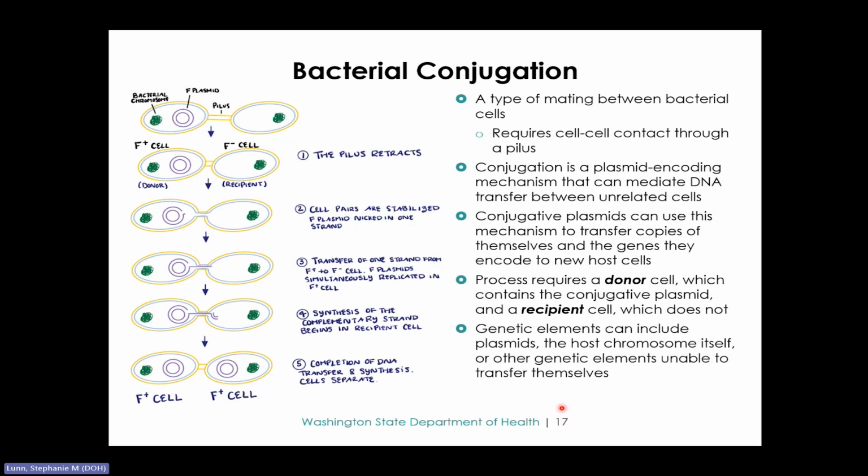So conjugation, or bacterial conjugation, is a type of mating between bacterial cells that requires cell-to-cell contact through a pilus. The mechanism of conjugation itself is plasmid encoded and can mediate DNA transfer between unrelated cells. And these are called conjugative plasmids because they can use this mechanism to transfer copies of themselves and the genes they encode to new host cells.